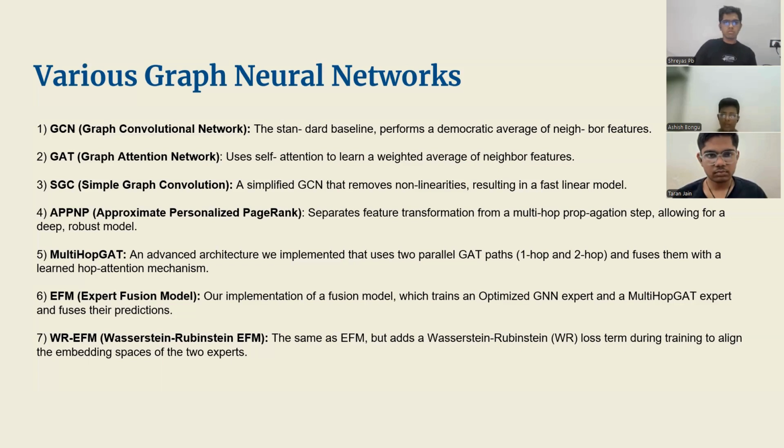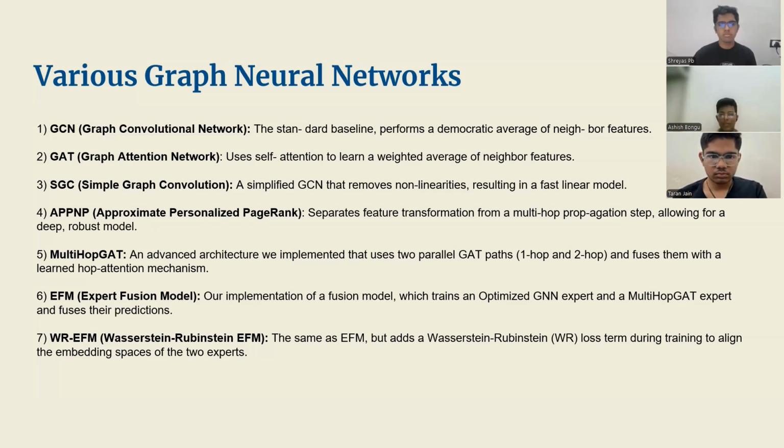And the next one is the expert fusion model. This is like a committee of experts. It trains two different models, a simple optimized GNN and a complex multi-hop graph attention network. To classify paper A, it gets a prediction from both experts. A final smaller model, that means the fusion model, then looks at both outputs and makes the final decision, having learned which expert to trust more and for which kind of papers.